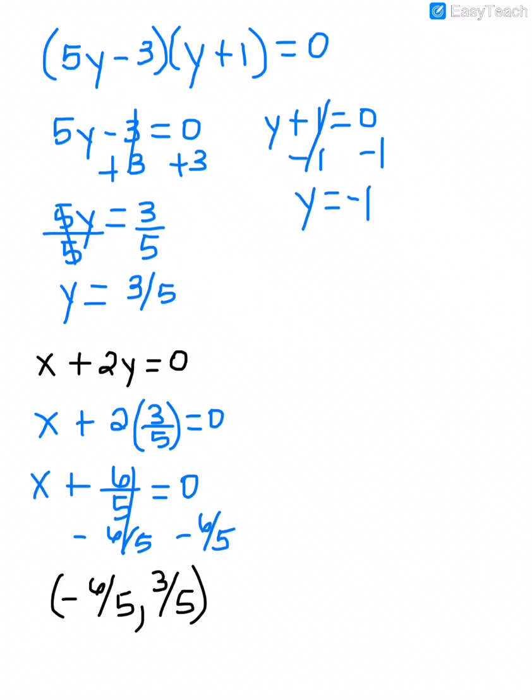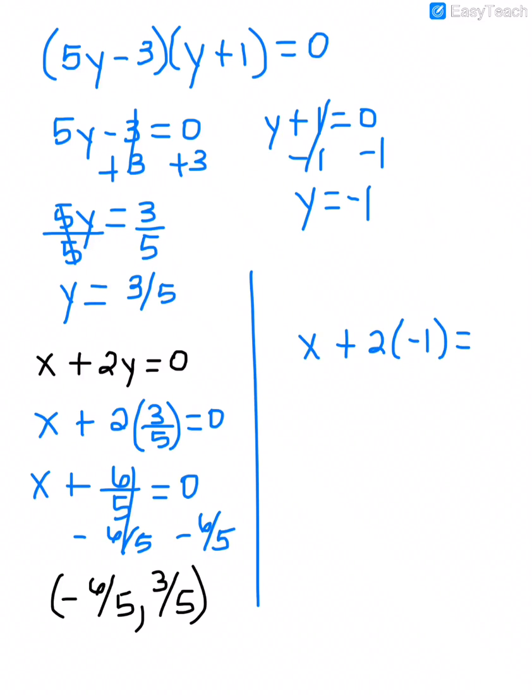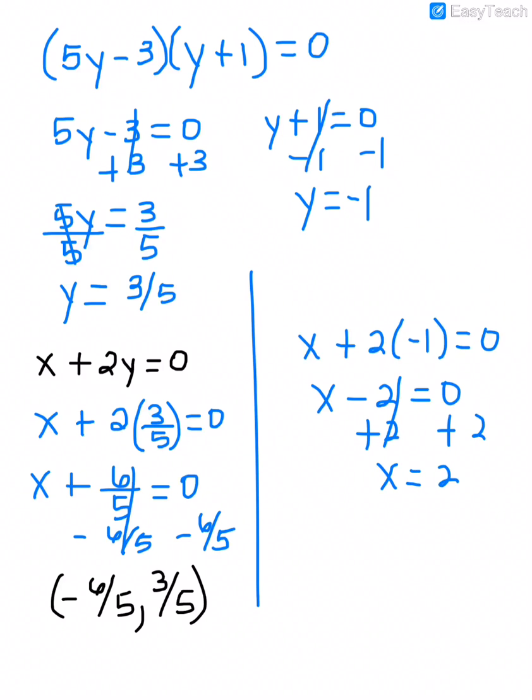Okay, now I'm going to do the same thing with the negative 1 and plug it into that same equation. Alright, so I have x plus 2 times negative 1 equals 0. So x minus 2 equals 0. Add 2 to both sides, and x equals 2. So this solution is (2, negative 1). Okay, so both of these are points where my graphs cross.